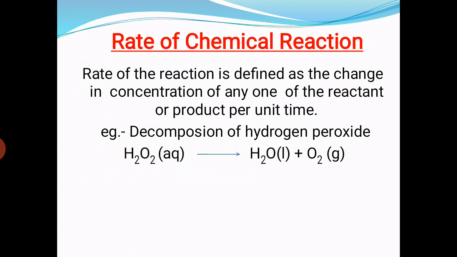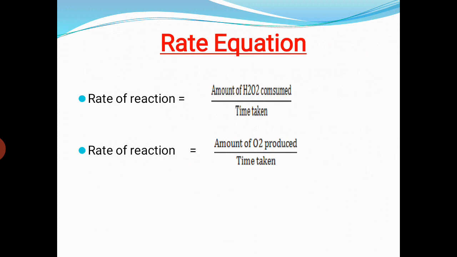Hydrogen peroxide on decomposition gives H2O and oxygen. The rate of this reaction can be written as either the change in concentration of reactant per unit time or change in the concentration of the product per unit time. It is shown by these two equations. In first equation, rate of reaction is equal to amount of reactant H2O2 consumed per unit time, or rate of reaction is equal to amount of O2 produced per unit time.